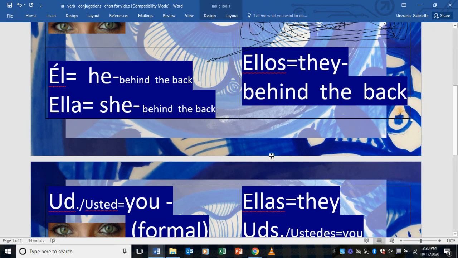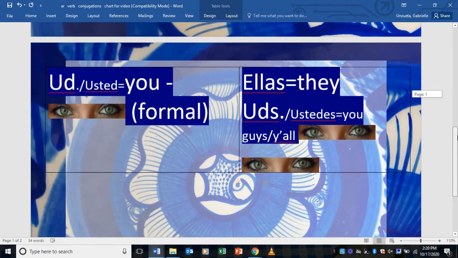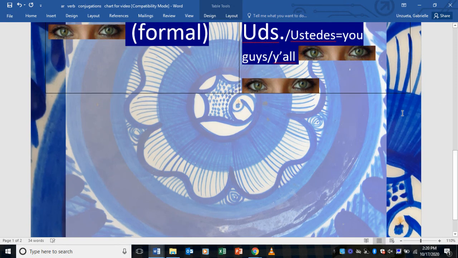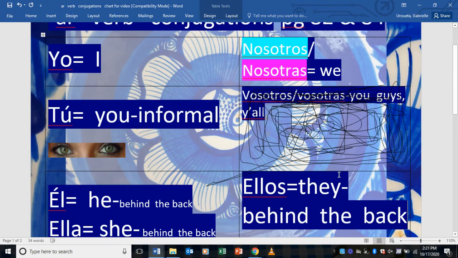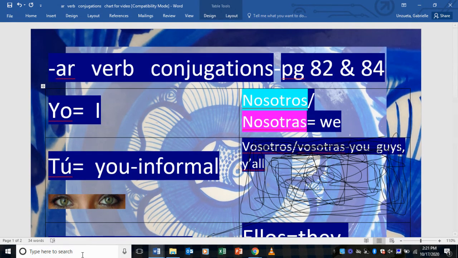And then, of course, the same with ellas, but not with ustedes. Ustedes is you guys, y'all, eye to eye, eyeball contact. Remember, this is the plural side of the chart. This was the singular side. First person, second person, third person. Muchas gracias, stallions.